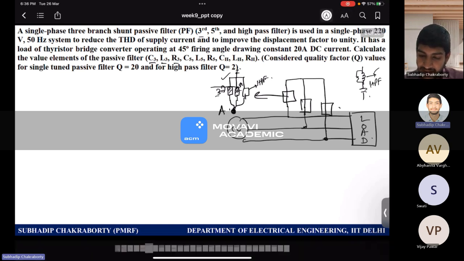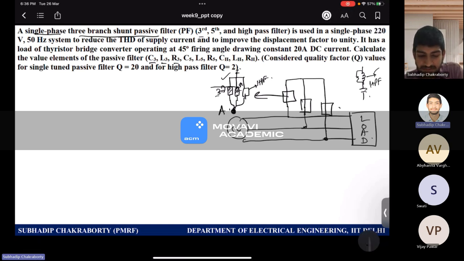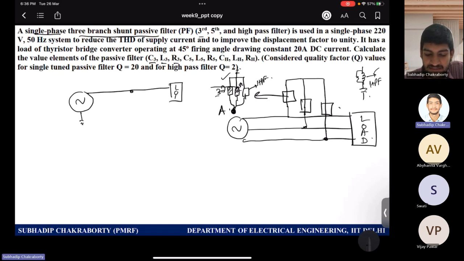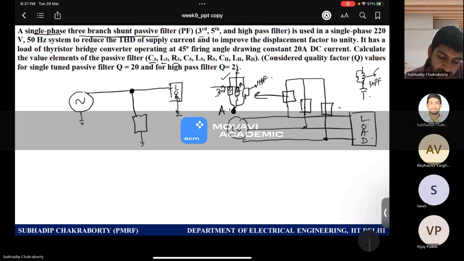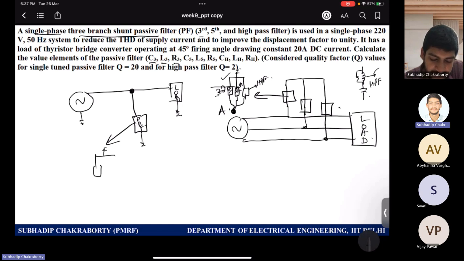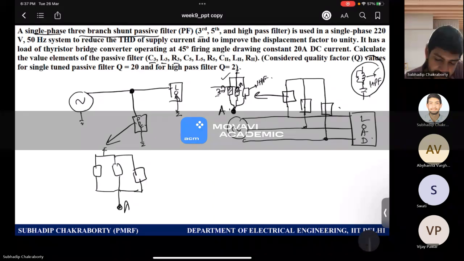But actually, we have a single phase, three branch shunt. So for this problem, we have only a single phase, right? So we can draw a single phase diagram, and we have single phase loads connected. And here you provide the shunt element. So this is the passive power filter arrangement, a single phase, three branch filter. The first branch is for the third, then the fifth, and then the high pass filter arrangement. And these are connected to the line like this.